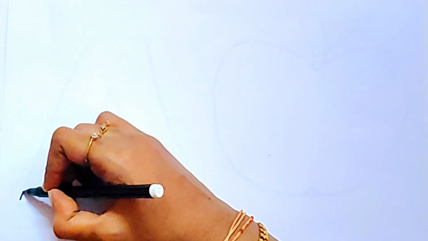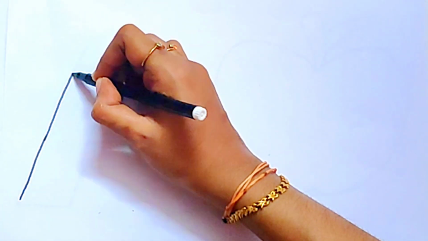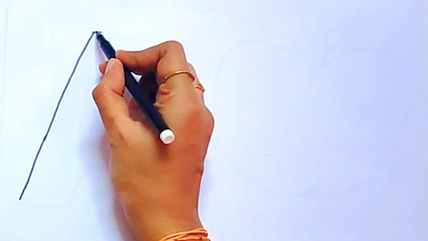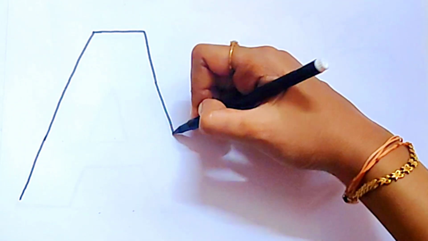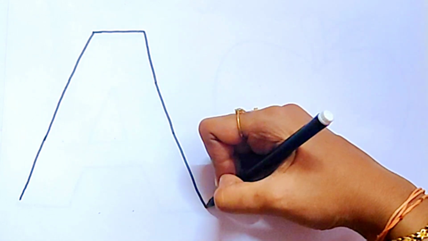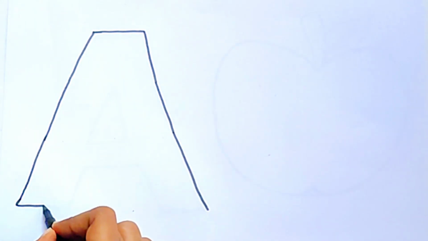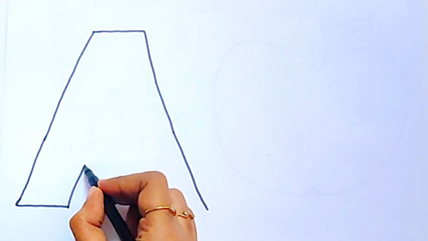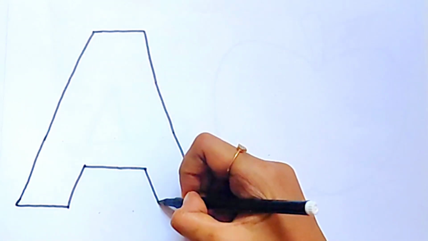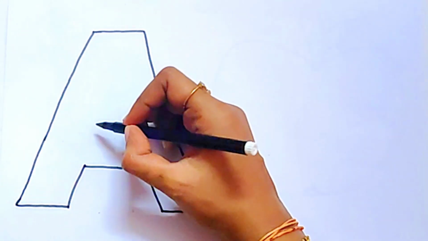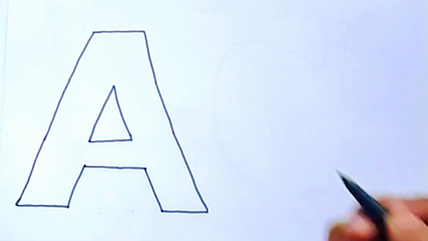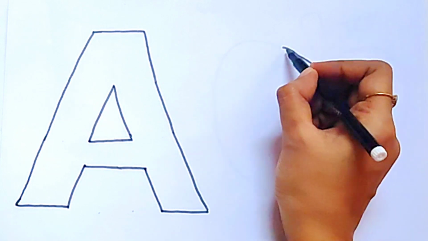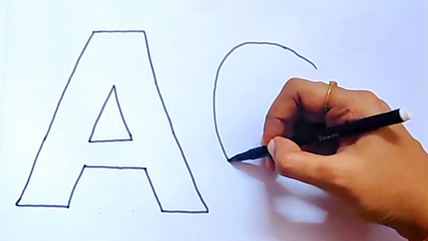In this video, let's see how to learn and write A for apple. Let's draw the letter A. This is the alphabet A. You can also try this along with me, children. This is A. Now let us draw an apple.